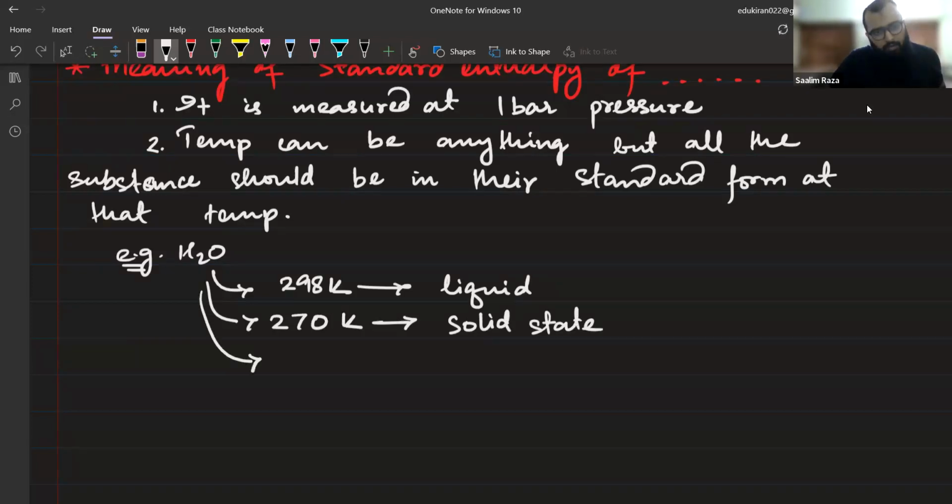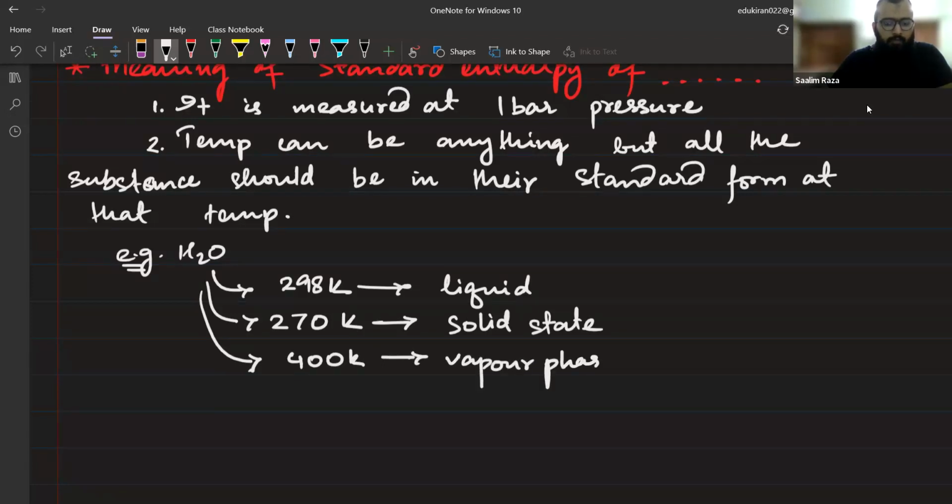And if I am talking about a water molecule involved in the reaction, and that reaction is happening at, let us suppose, 400 Kelvin, then the water molecule should be in the vapor phase. Is this clear? Yes or no? Please tell me, guys. Is this correct for everyone? Any problem for anyone here? Yes, sir. Okay, it's clear to everyone, right? Okay.